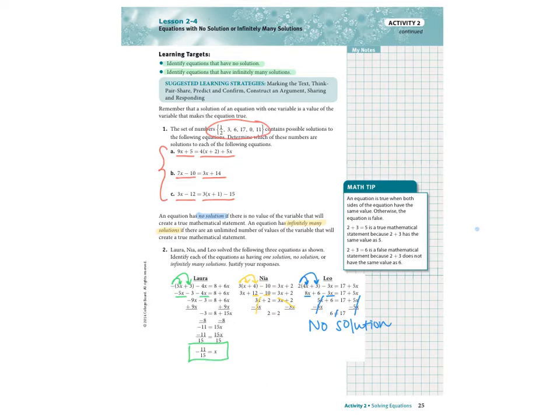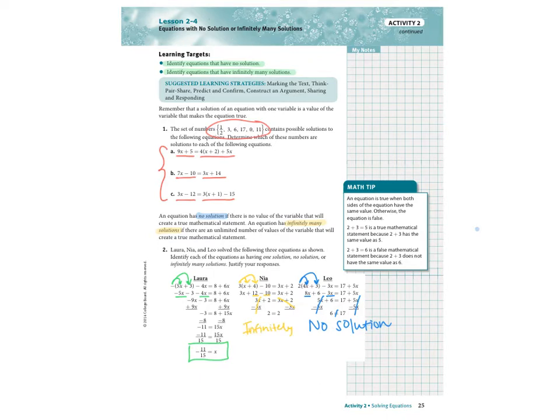Oh my gosh. Okay, so looking at our statement, what we're left with, we see we have 2 equals 2. Well, yes, from a mathematical perspective, we can say, yes, the number 2 does equal the number 2. That is a true statement. But what happened to our variable? What does this mean? This means that our equation has infinitely many solutions. So let's write that down.